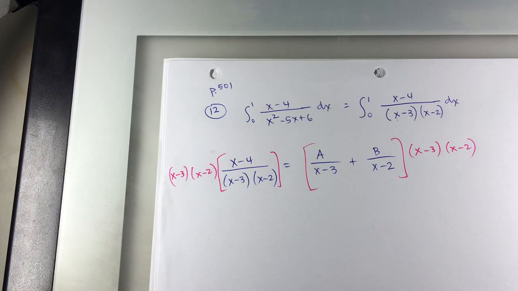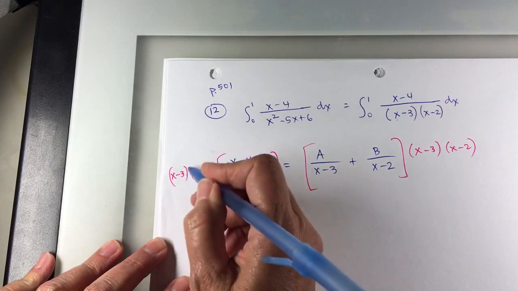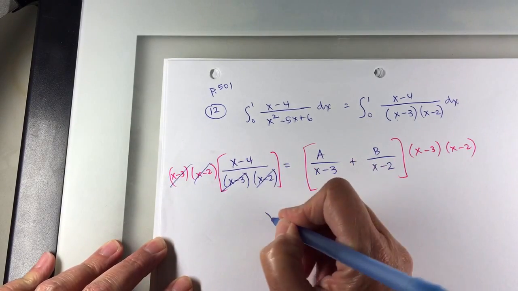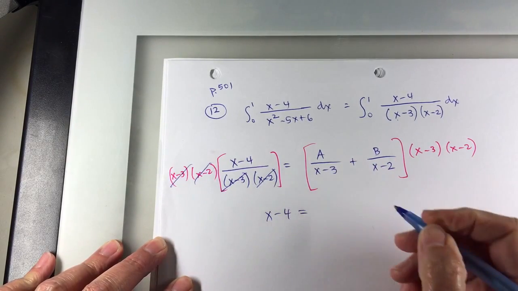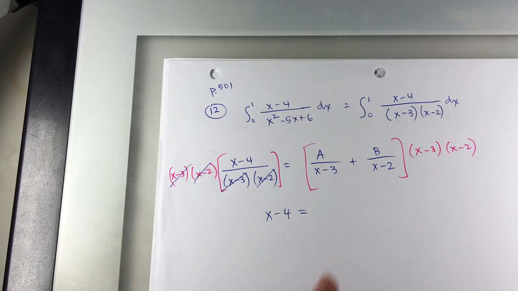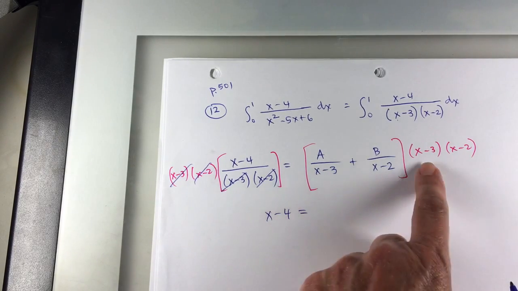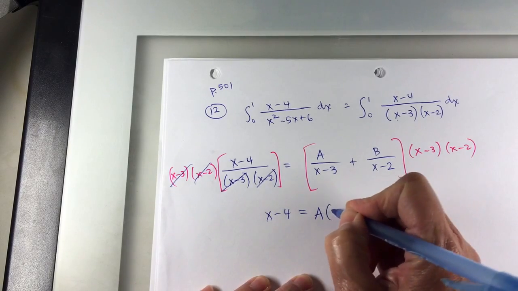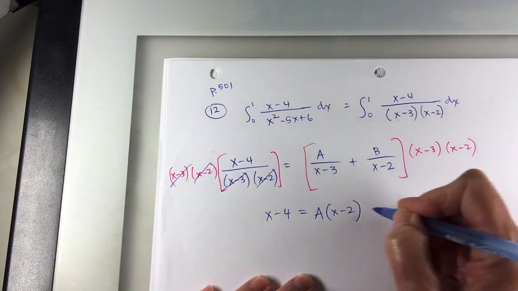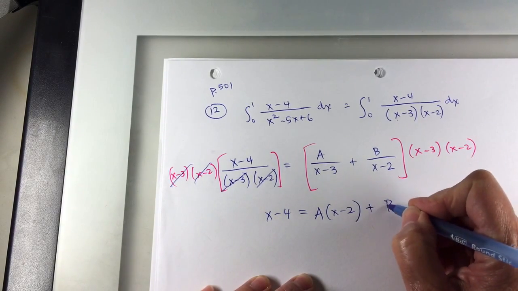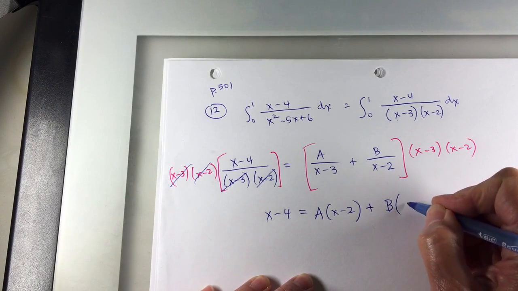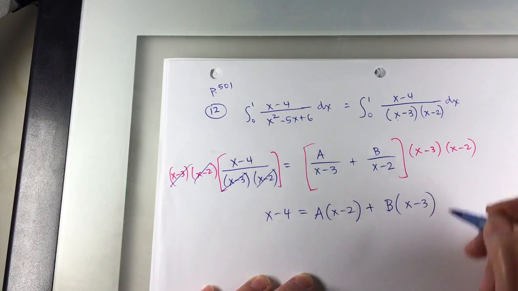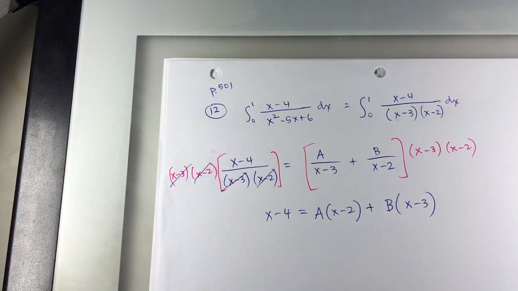What happens on the left side? Cancels. I got x minus 4. On the right side, a over x minus 3 times x minus 3 times x minus 2 will be a times x minus 2. What about the b? b times x minus 3. And that looks a whole lot better than what I did on the previous problem.